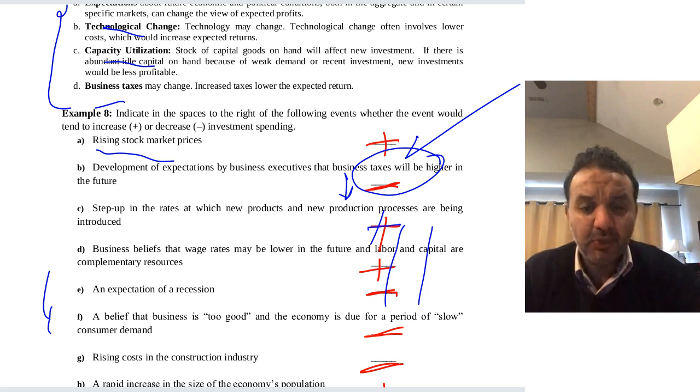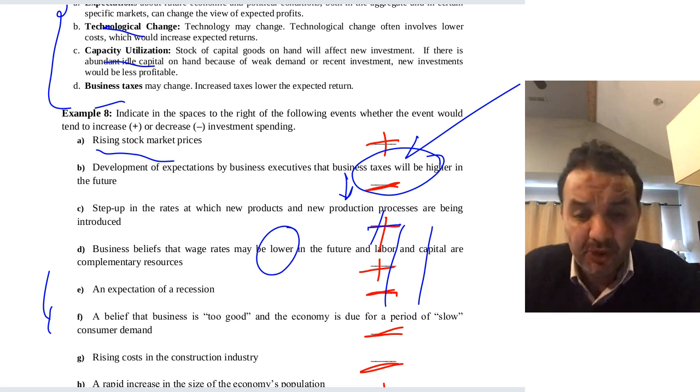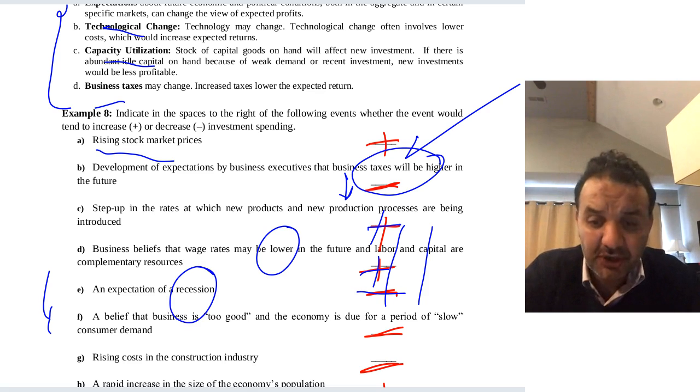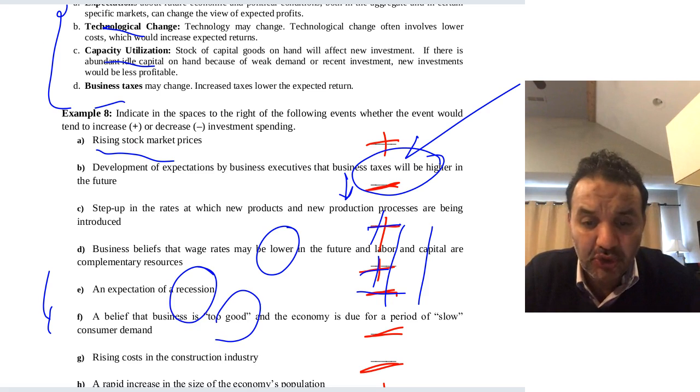Business believes that wages will be lower. From your perspective as a business owner, this means less expenses, so more investment. Expectation of a recession, of course, means less investment. Believing that business is too good and the economy is due for a period of slowdown means you are expecting a coming recession, so less investment.